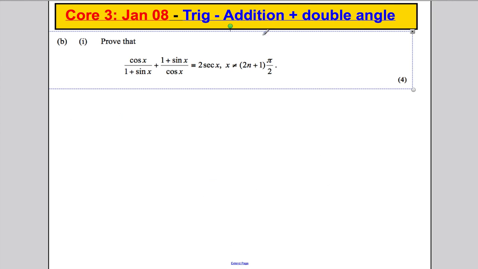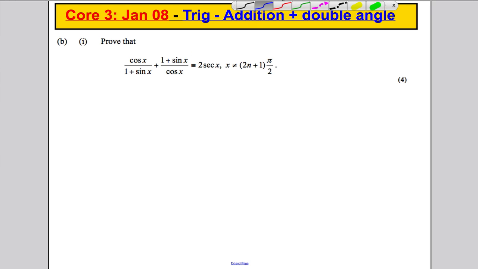Next part, prove the following. So you have to prove the following is true. This is equal to 2 sec x. Well, probably the best way to do it is start on the left-hand side and then try and make it equal to 2 sec x, because starting with sec x it's hard to manipulate a simple expression into something more complicated. So let's go for more complicated and make it simple.